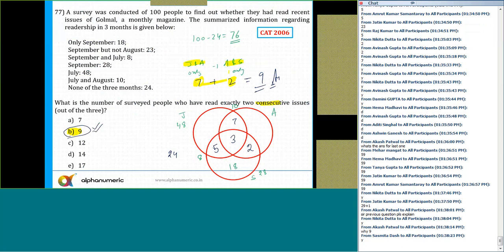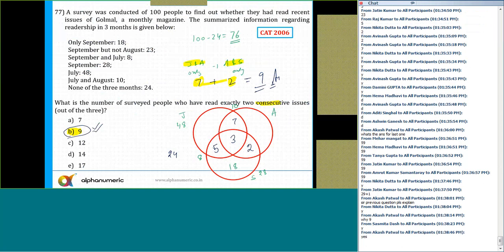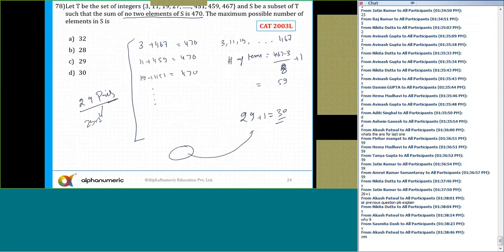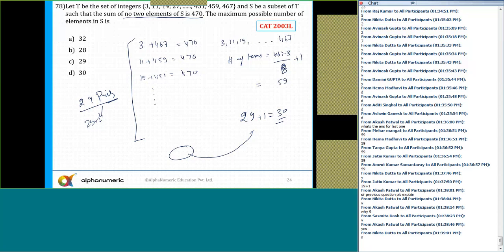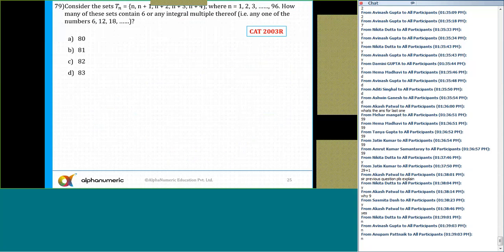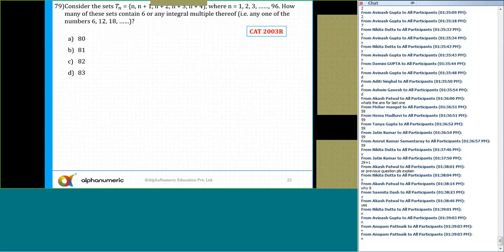Some of you might have marked the answer as 14, but remember, we do not need to take 5. These 5 is what? July and September. July and September are not 2 consecutive. Okay? All right. 78 done. Any doubts to anyone in 78? No. Let's move to the 79. What is the answer for question number 79 now? Another easy one.